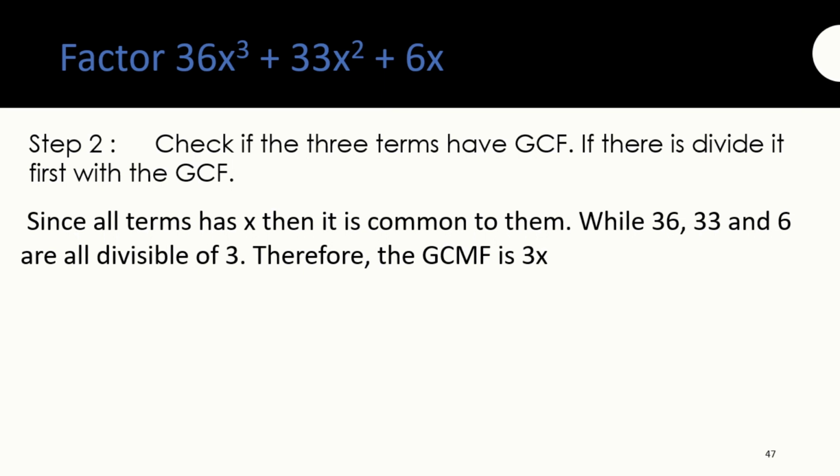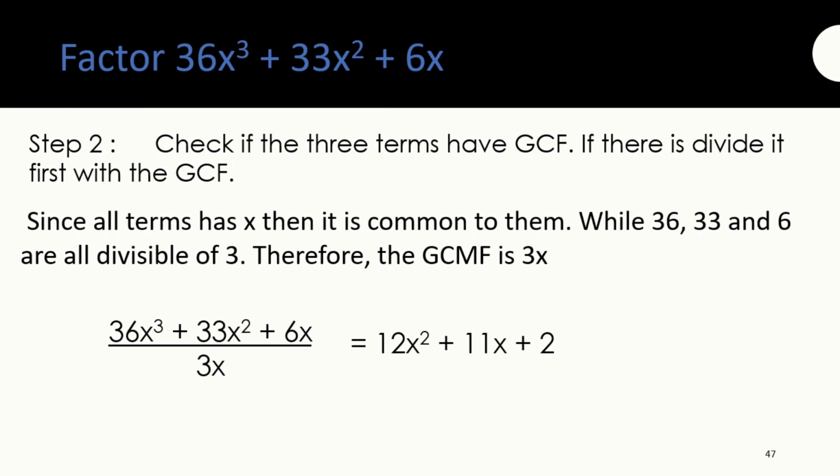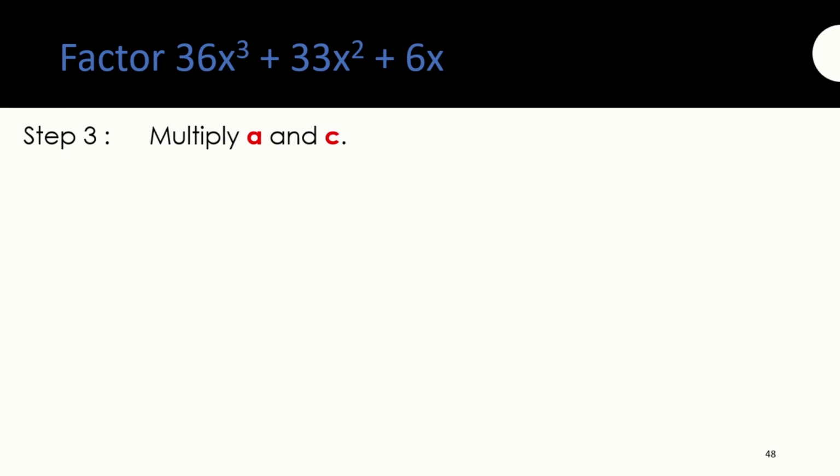So, dahil meron tayong GCF, ang kauna-unahan natin gagawin is we will divide it with the GCF. So, 36x cubed plus 33x squared plus 6x divided by 3x. So, we can have 12x squared plus 11x plus 2. At pagpunta natin sa step 3, okay, ang gagamitin na natin ngayon ay yung nakuha natin na quotient. Hindi na yung original. So, multiply A and C. So, we have here 12 times 2, we have 24.